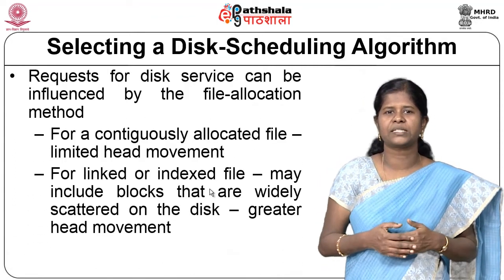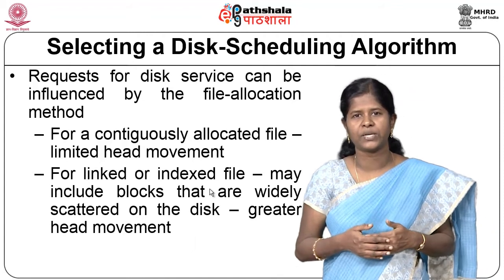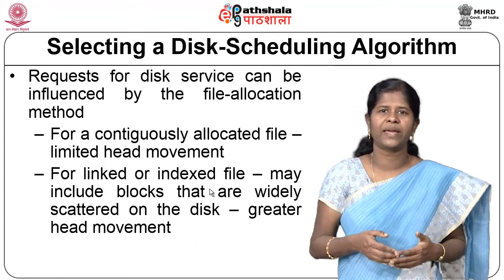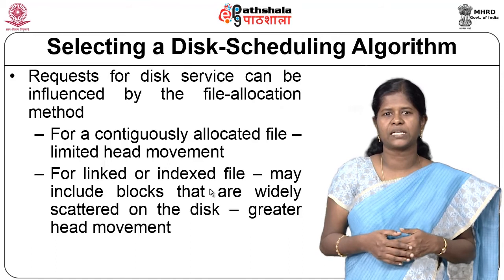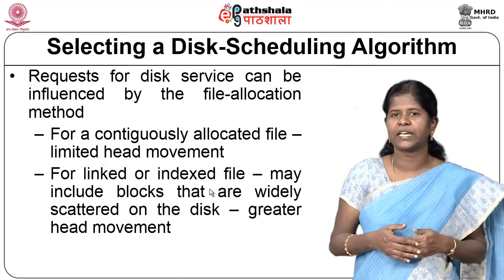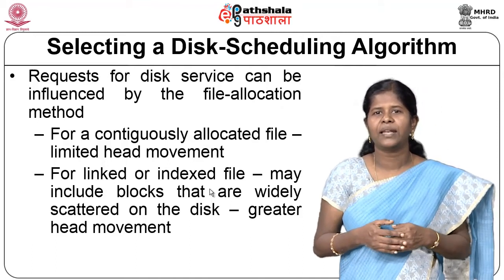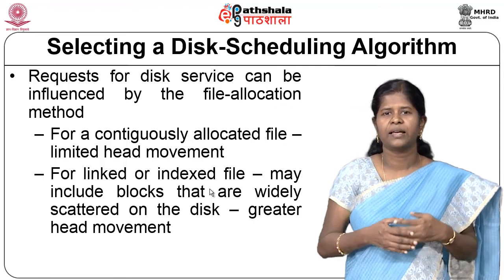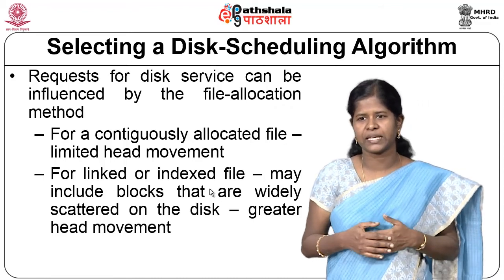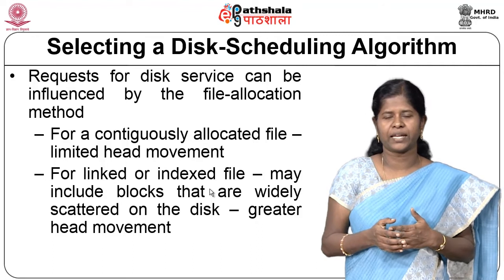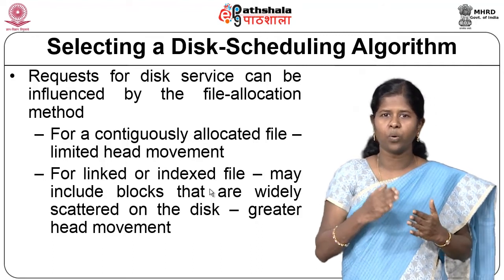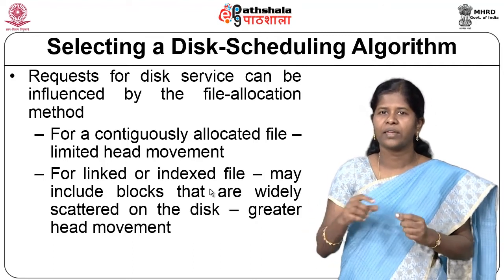And the other thing is that the request for disk service can also be influenced by the way in which files are allocated. We saw different file allocation methods in an earlier module, like contiguous allocation, linked allocation or indexed allocation. In contiguous allocation, the file is stored in contiguous disk blocks in the disk.